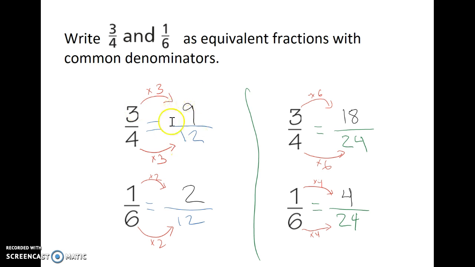You should have either gotten 9/12 and 2/12 or 18/24 and 4/24, and either of these sets of answers works because 9/12 is equivalent to 18/24. They're the same. And 2/12 is equivalent to 4/24. As long as you found two fractions that have the same denominator, common denominator, then you did answer this question. If it asked for the least common denominator, that's when you would have to use the one with the lower number here.